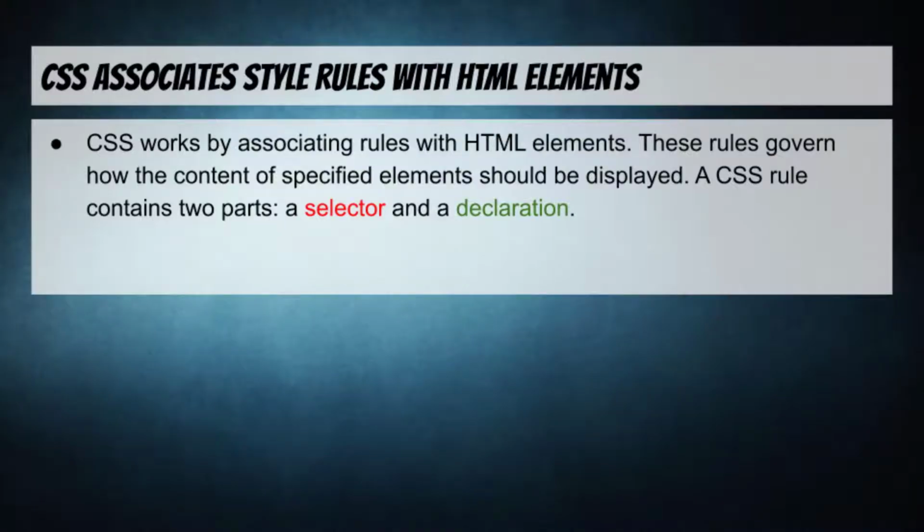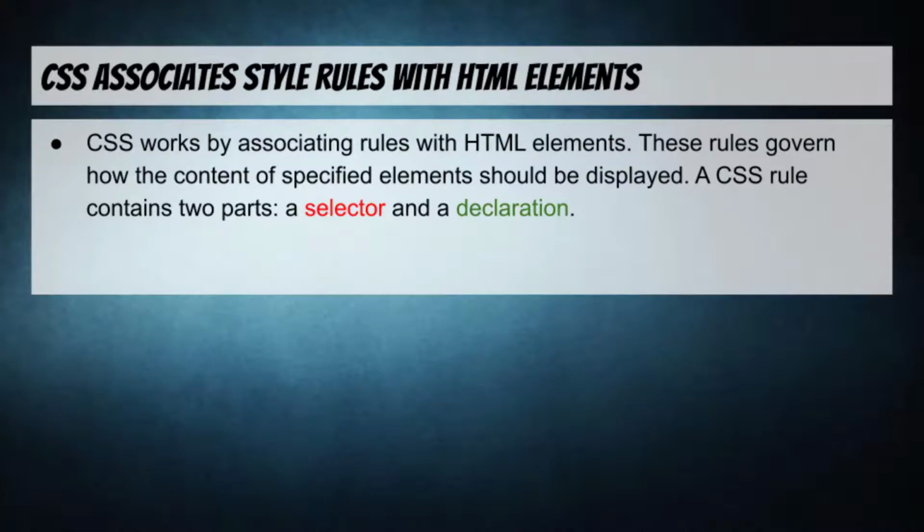Just think of it as a master blueprint of how the page is going to look, how everything's going to be laid out. That's the easiest way to think about it. So when we think about CSS, we have these associative rules, and we associate the rules with the element. CSS works by associating rules with HTML elements, and there are two main parts that you have to understand. There's a selector and a declaration.